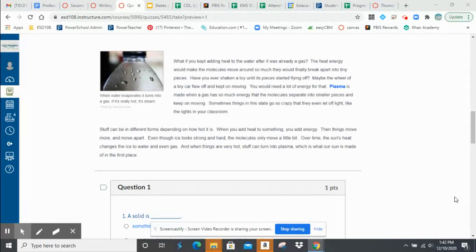What if you keep adding heat to the water after it is already a gas? The heat energy would make the molecules move around so much they would finally break apart into tiny pieces. Have you ever shaken a toy until its pieces started flying off? Maybe the wheel of a toy car flew off and kept moving? You would need a lot of energy for that.